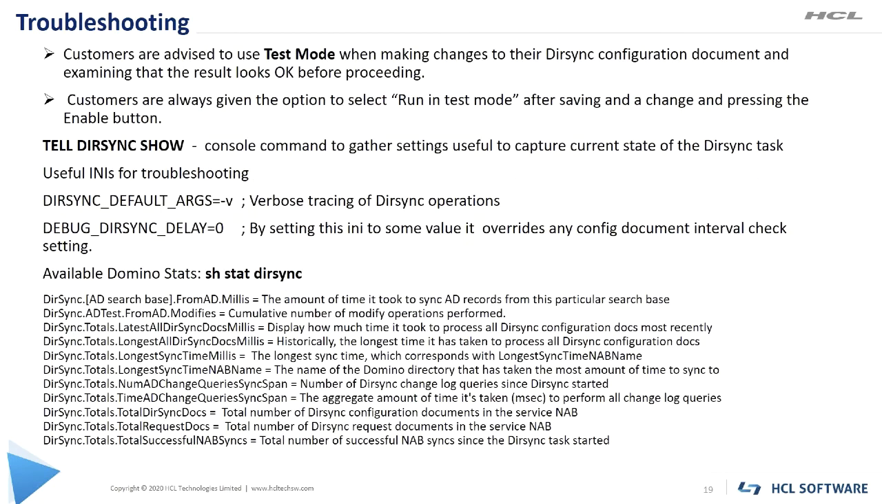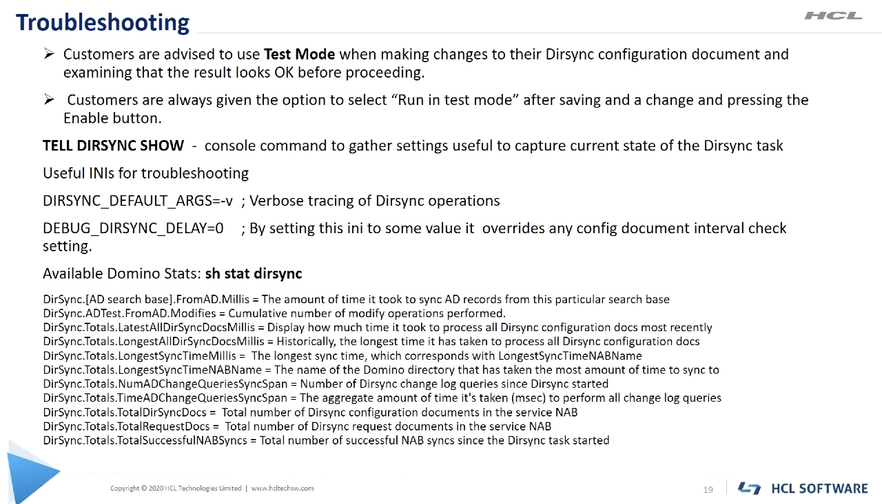Okay, we are into the troubleshooting part. It is always recommended to perform test mode before going for actual data synchronization. This option is always available when you save the DIRSync document after making any changes. Tell DIRSync show will provide an output of the current state of the DIRSync task. For troubleshooting purposes, we can enable verbose logging by adding DIRSync_default_args equal to -v. Use show start DIRSync to get the statistics of DIRSync.